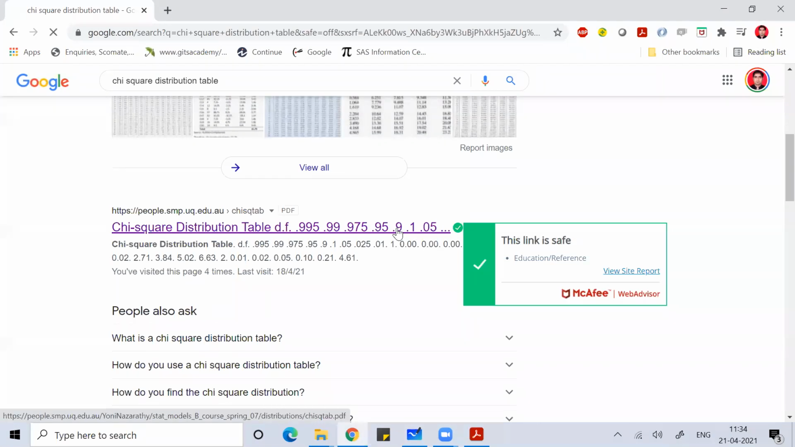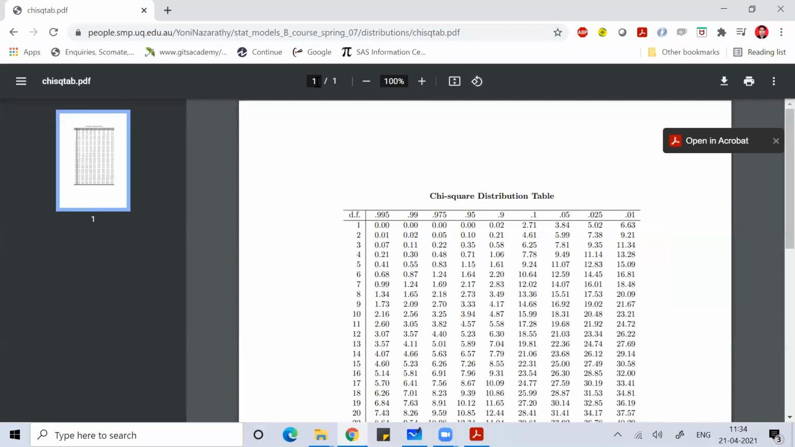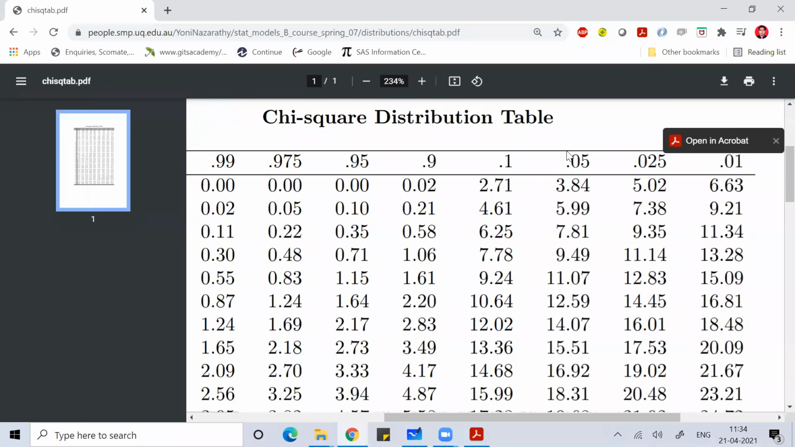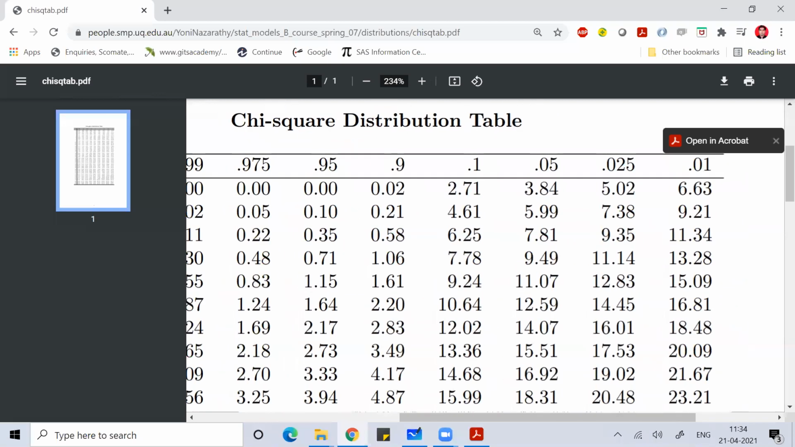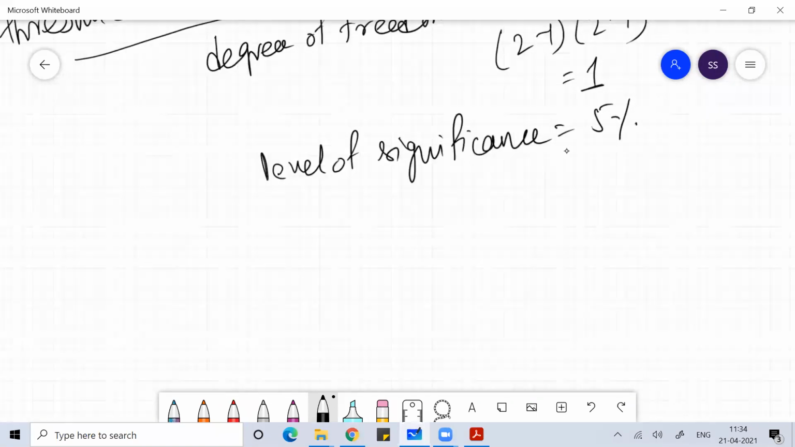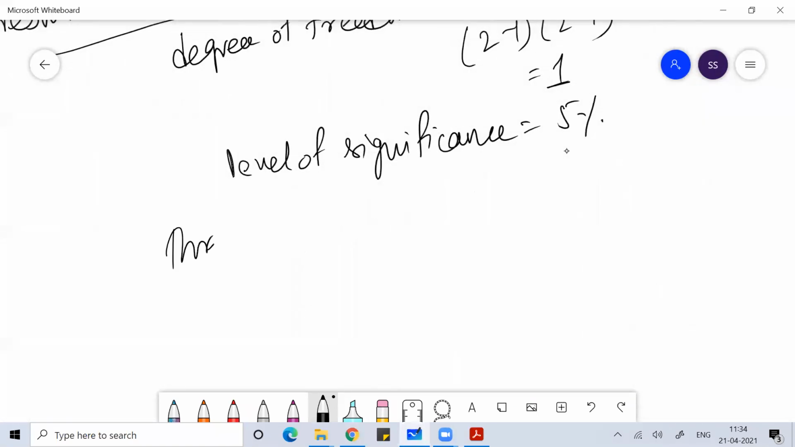Open that table and check for the degree of freedom 1 at the level of significance 5%. That 5% is 0.05, and for degree of freedom 1, the threshold value is 3.84. I think you can easily understand. It's visible. So the threshold chi-square value is 3.84.